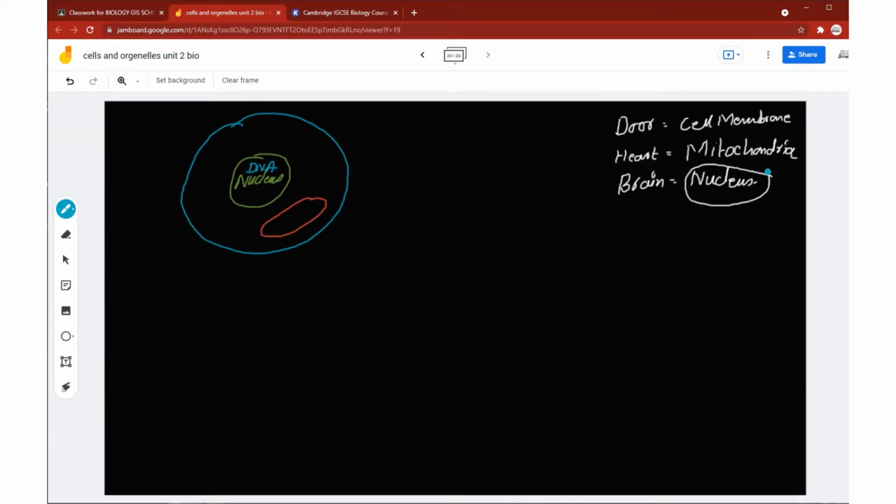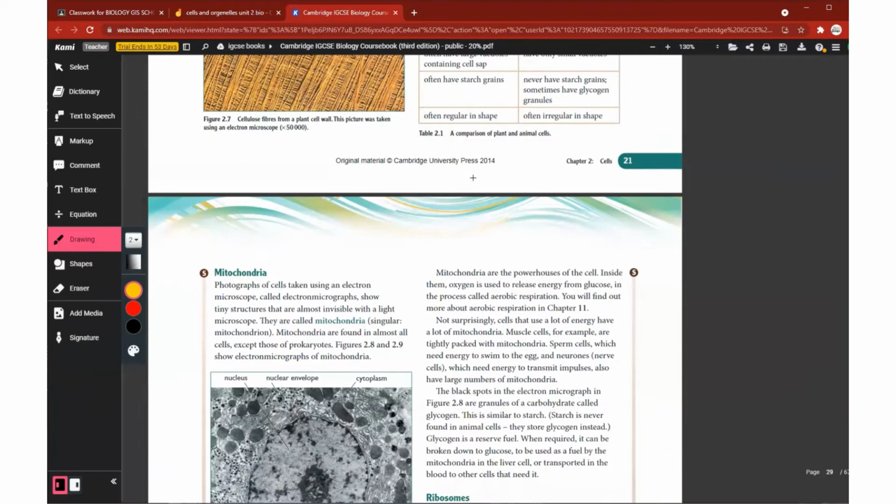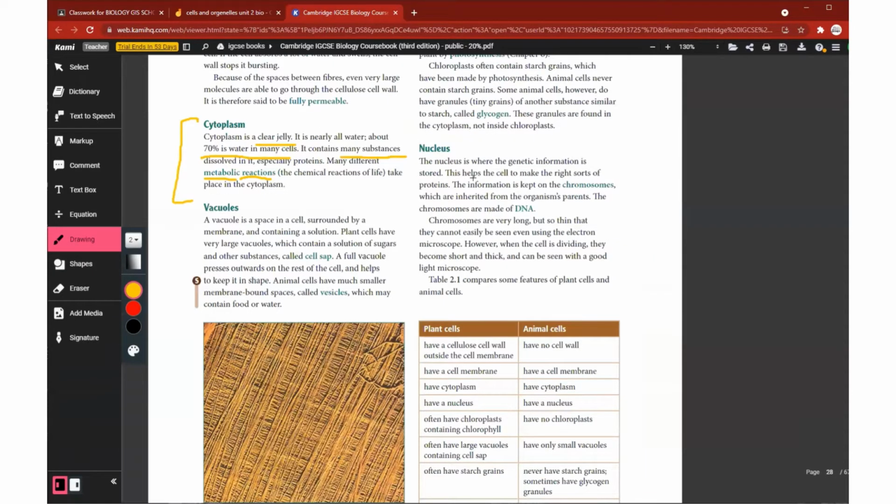Any questions? No? Okay, now see here. This is the nucleus, okay? The nucleus is where the genetic information is stored. Genetic information is stored means DNA is here. DNA is present inside the nucleus. Does this line make sense now? This helps the cell to make the right sorts of protein.